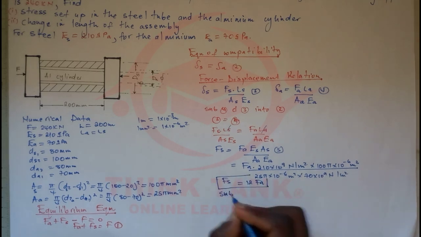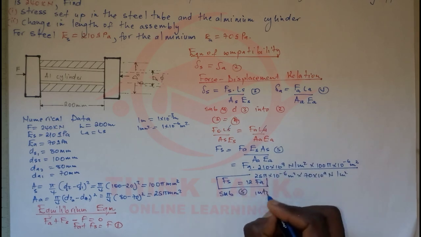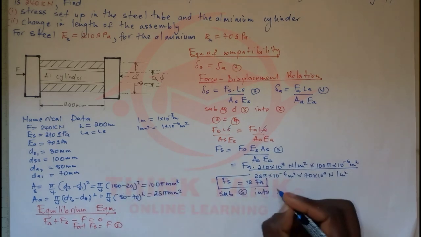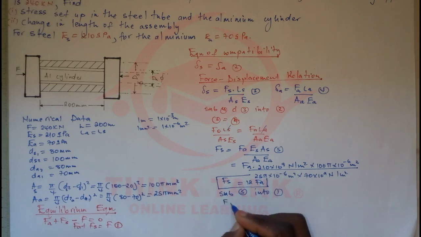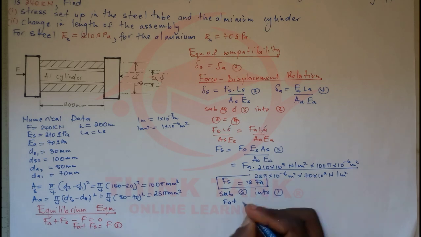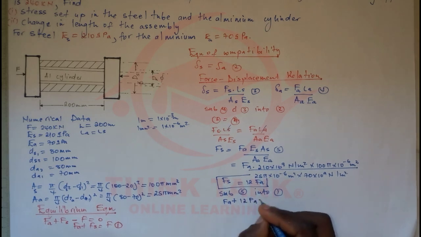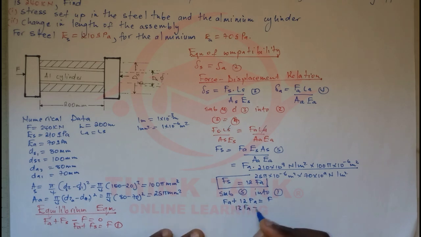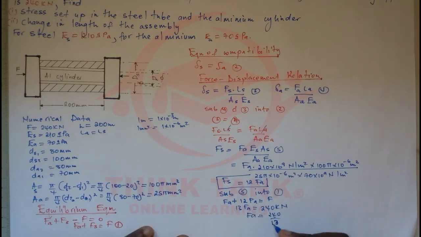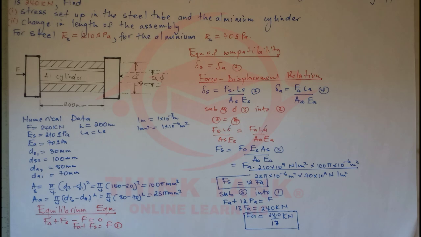Sub equation 5 into our first equation, which is equation number 1, the equilibrium equation. So F is Fa plus Fs, and we know that Fs is 12 Fa. That means 13 Fa should give us 240 kilonewtons, and Fa will be equal to 240 over 13 kilonewtons. For now, I'm going to leave it as a fraction so that I can obtain some exact values.